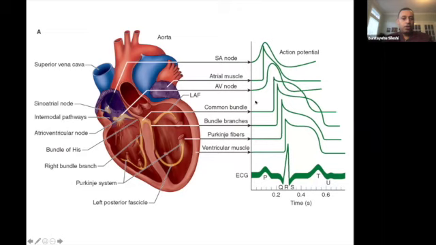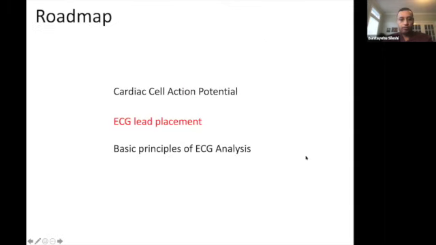This picture is a representation of where we get our EKG. So if you add up every electrical activity that's happening in the heart, including the conduction pathway system, when you add all those up in one cardiac cycle, the summation of that gives you the P, the QRS, and the T wave. Okay, so we've covered cardiac cell action potentials.